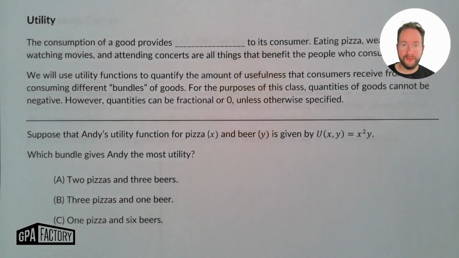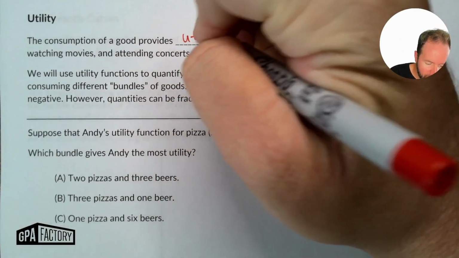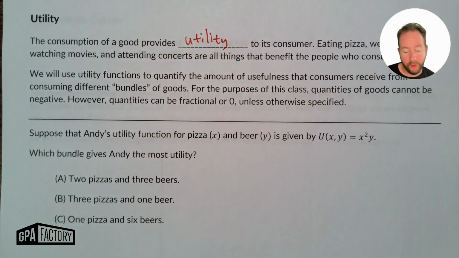We're now going to talk about one of the most important concepts for the first half of this class, utility. Utility is this idea that when a consumer buys goods or consumes goods, they are made happier. So the consumption of a good provides utility to its customer or its consumer. Eating pizza, wearing clothes, watching movies, attending concerts are all things that benefit the people who consume them.